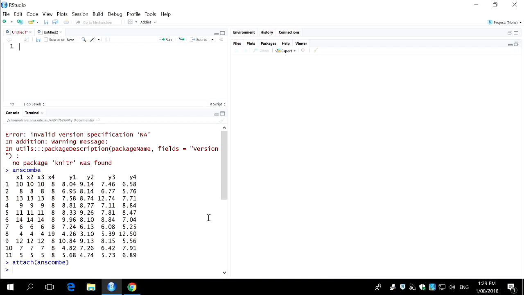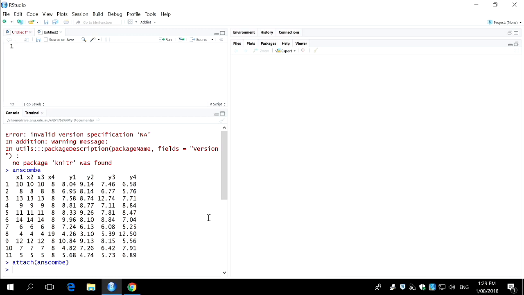So this is a data set that's in the class data. It's called Anscombe. Anscombe is the name of a statistician who was at, where was he? Yale, I think. And he came up with these data sets, right? So you've got x1, y1, x2, y2, x3, y3, x4, y4. So you've got 4 pairs of xy variables.